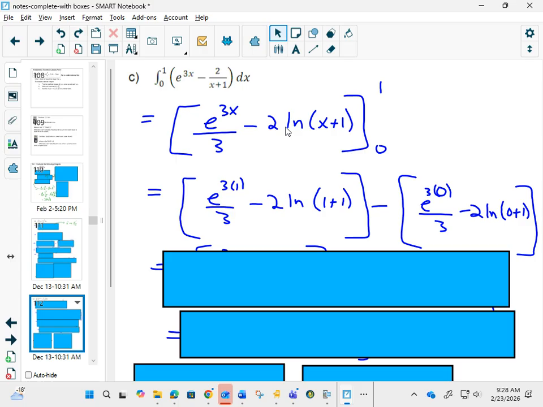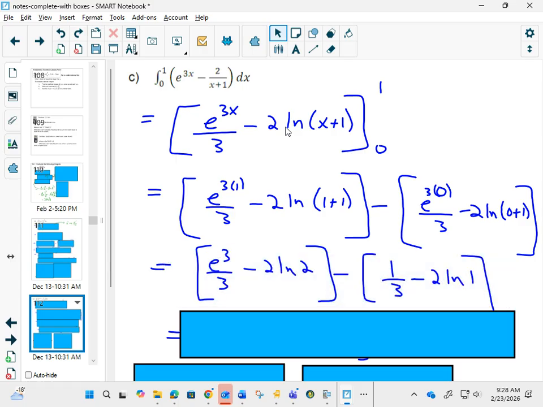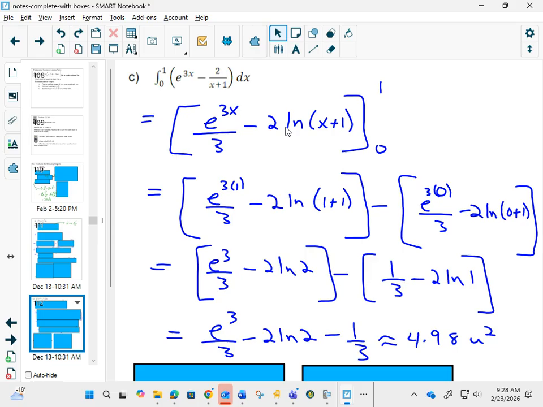Okay, so I would expect you to do this next step, combine your like terms, know that natural log of 1 is equal to, remember mental math? Natural log of 1 is 0. So that's why, I'm going to put an arrow here, that's 0. That's why it went away in my next step. And we get 4.98.